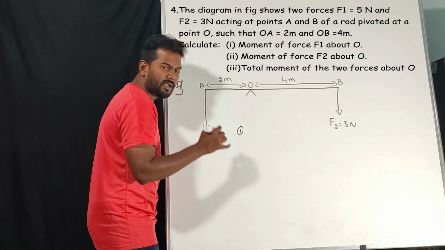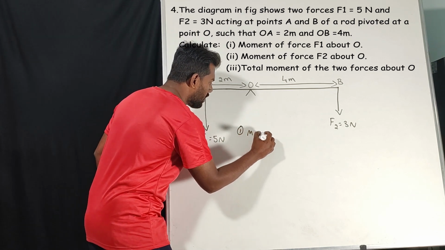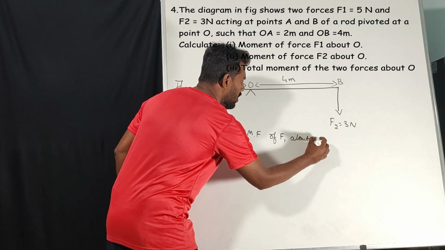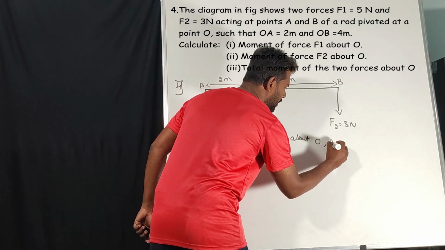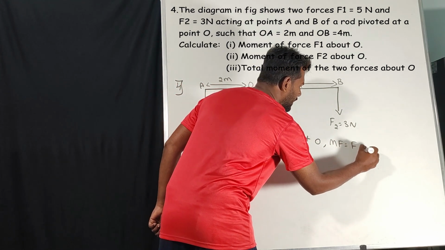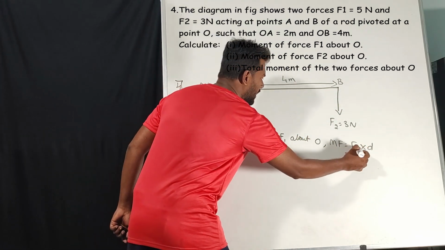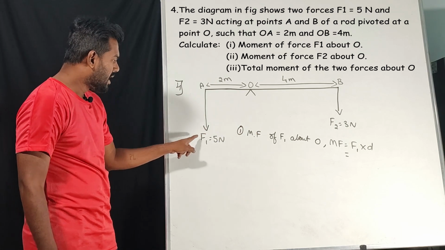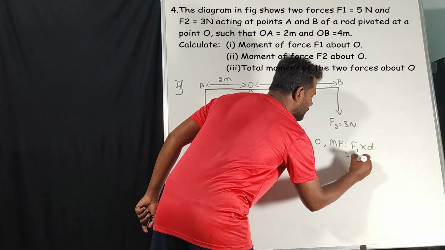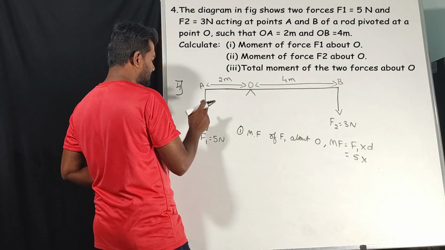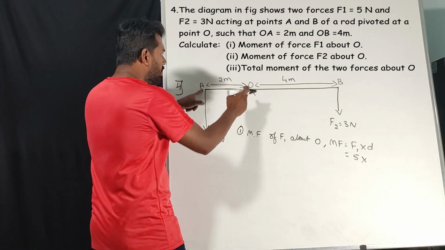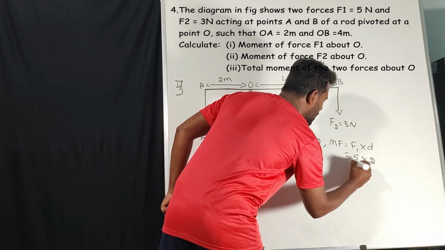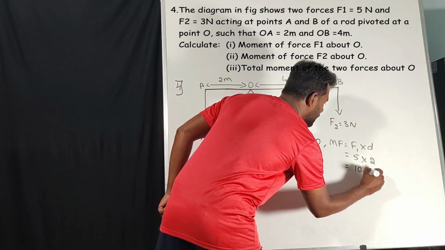First one, moment of force of F1 about O is equal to the same formula. Moment of force is equal to F into D. So here it is not F, it is F1. We are talking about force 1, right? So F1 into D. F1 value is 5 Newton. Then perpendicular distance. See, we are talking about point A and O. What is the distance? So from here to here it is 2. So 5 2s are 10 Newton meter.